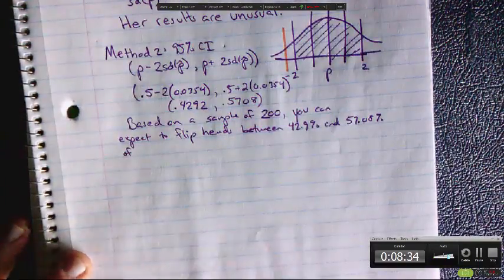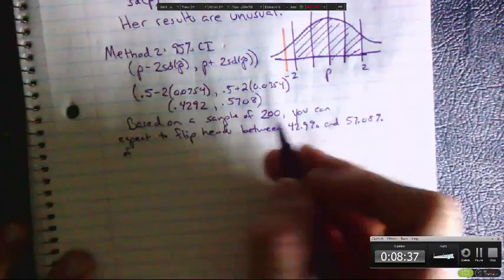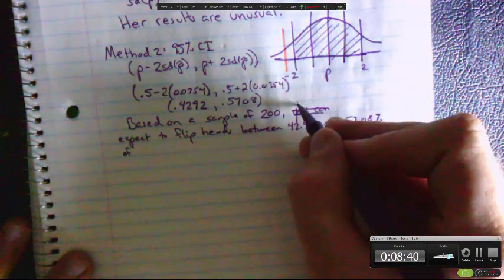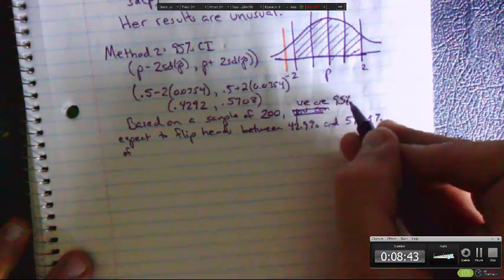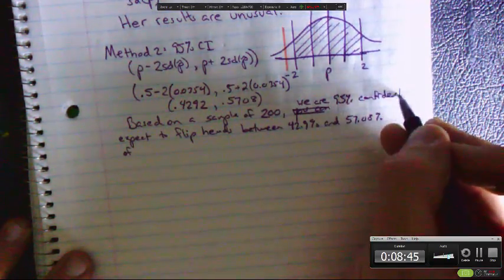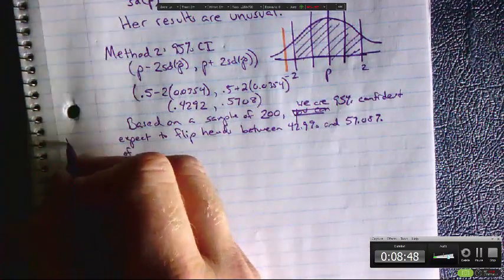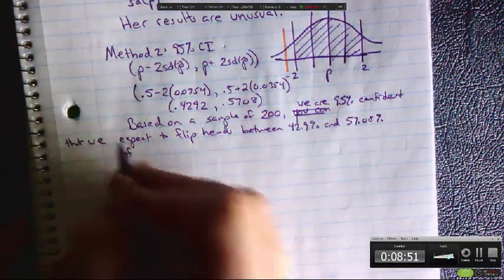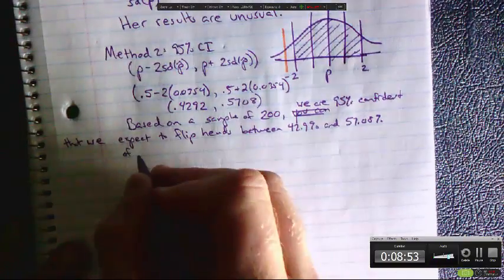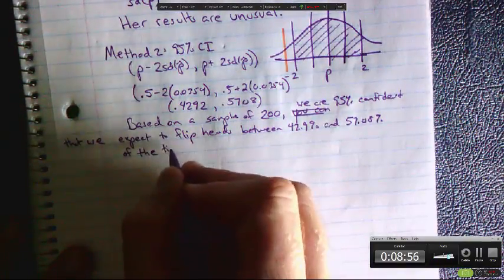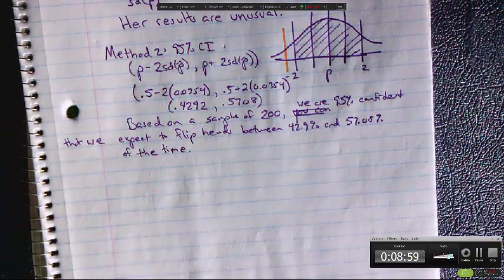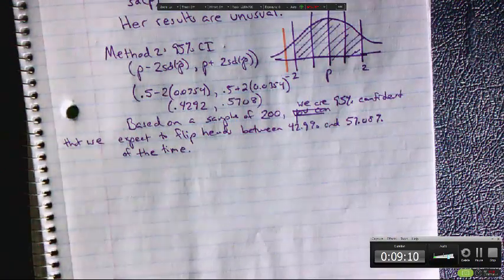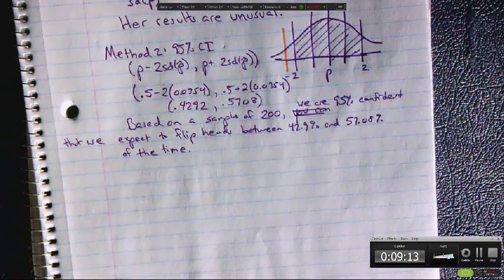I forgot something here. Based on a sample of 200, we are 95% confident that we expect to flip heads between 42.9 and 57.08% of the time. There's a chance that this is wrong, okay? But 95% of the time, this is going to be right. So this will be right 19 out of 20 times, theoretically. That doesn't mean we're right all the time, but we're right 95% of the time, which means we're going to say we're 95% confident.